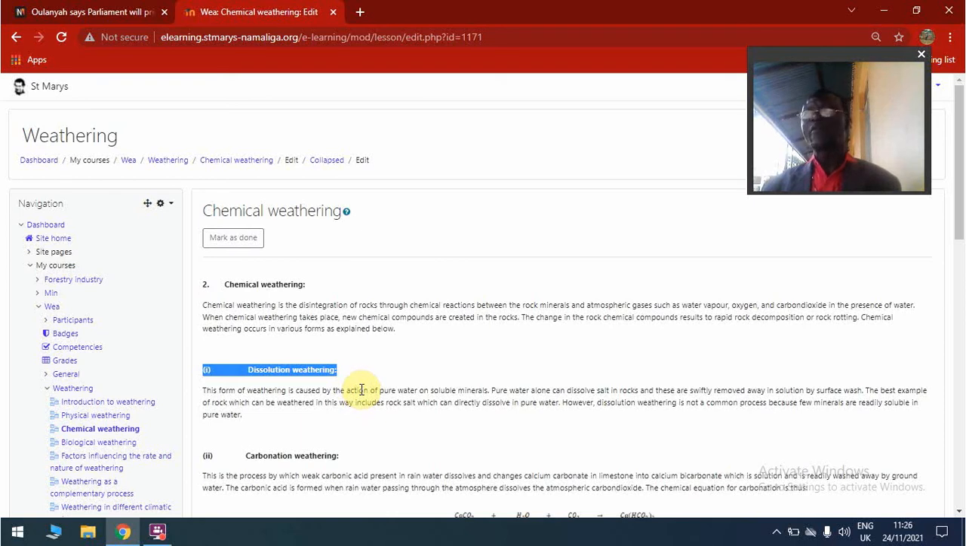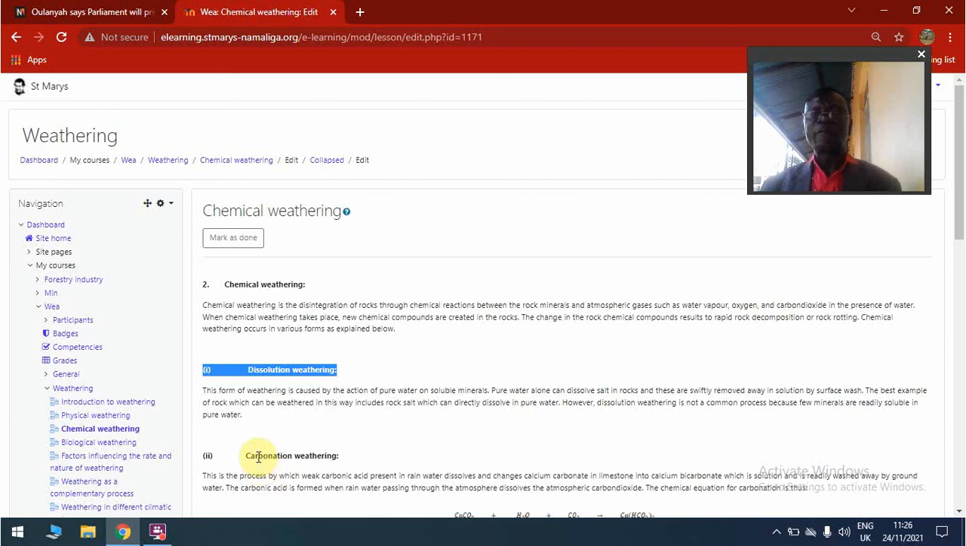There is a particular type of rock salt, if you may remember your topic of rocks. A particular type of rock which is made up of mainly the combination of salt, which is known as rock salt. So rock salt can easily succumb to the process of dissolution weathering.